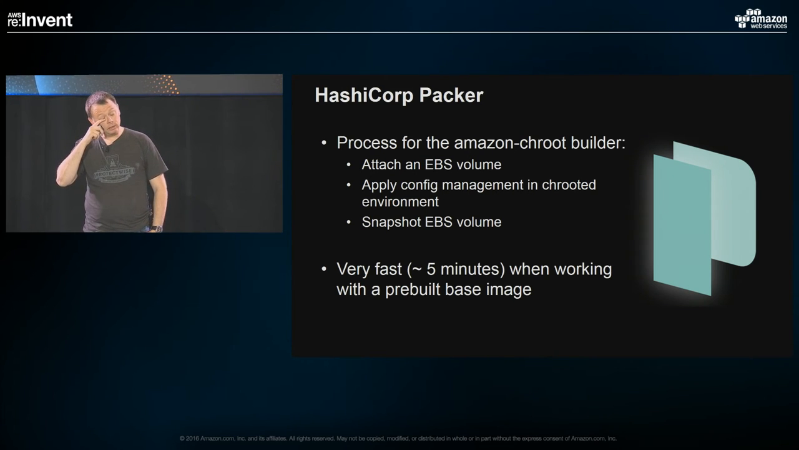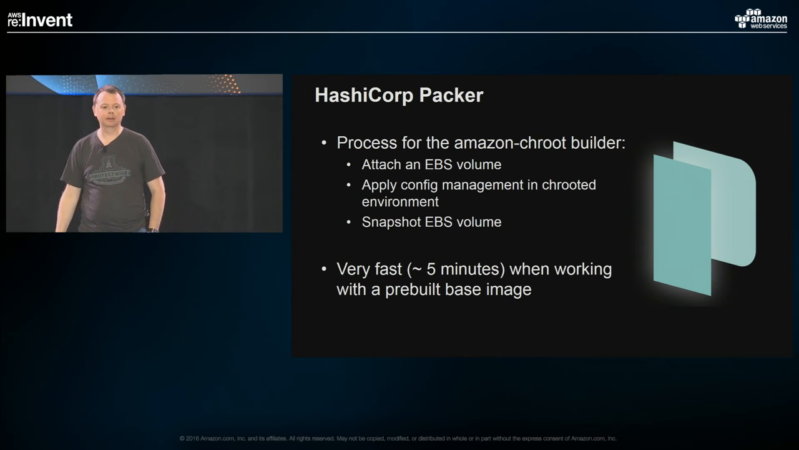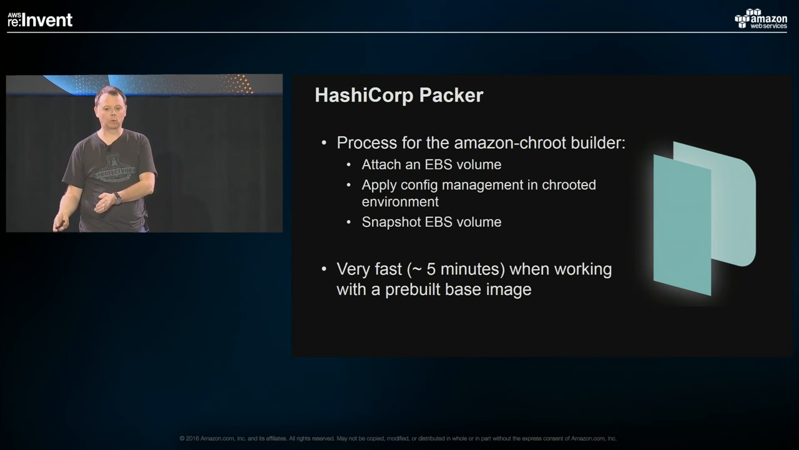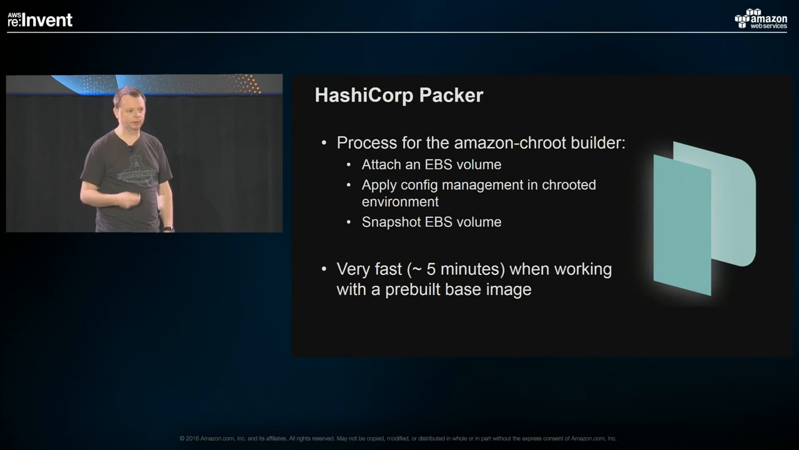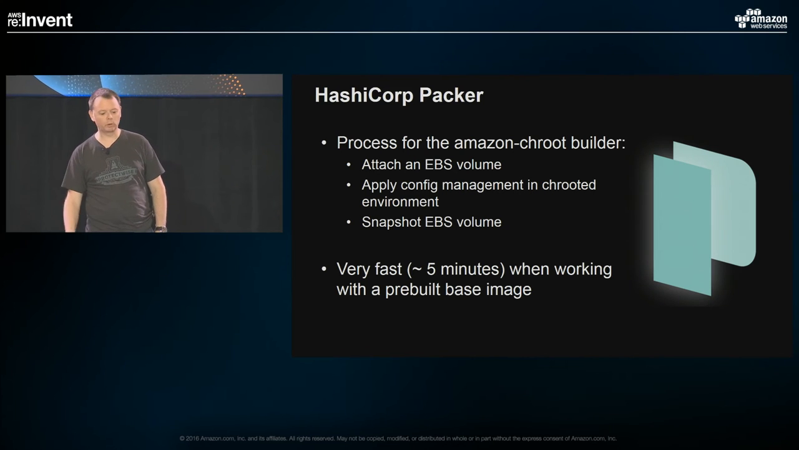The docs say that you should start with the EBS builder, and they're absolutely right. The Chroot builder has a lot of gotchas, and if you've started with the EBS builder, then you know your configuration management is working well. You know you're getting a working image out of it, and then when you start running into these gotchas with the Chroot builder, you know, okay, it's something to do with running in the chrooted environment. What do I need to change here?